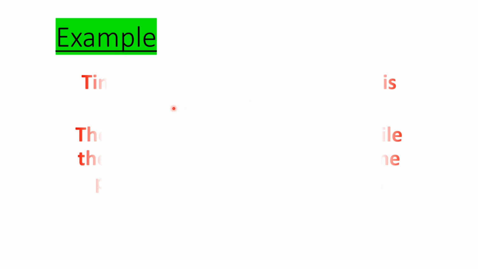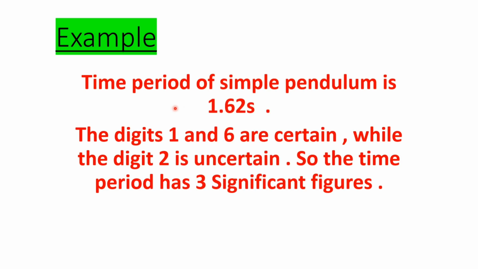For example, the time period of a simple pendulum is 1.62 second. Here, how many significant figures? There are 3 significant figures: 1, 6 and 2. Out of which 1 and 6 are certain for us. We are sure about these 2 digits, while the digit 2 is uncertain. So that means we are not sure. We don't know whether it is 1.62 or 1.63 or it may be 1.61 second. So I am not sure about 2. But 1.6 I am very much certain about. So the time period has 3 significant figures.